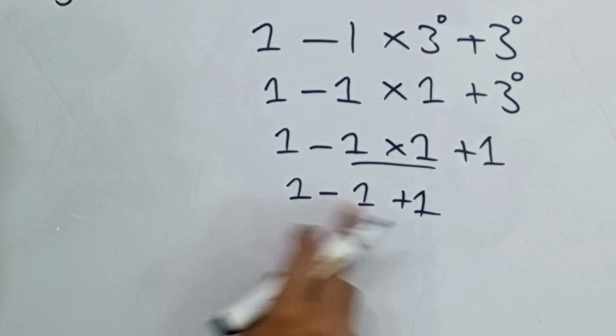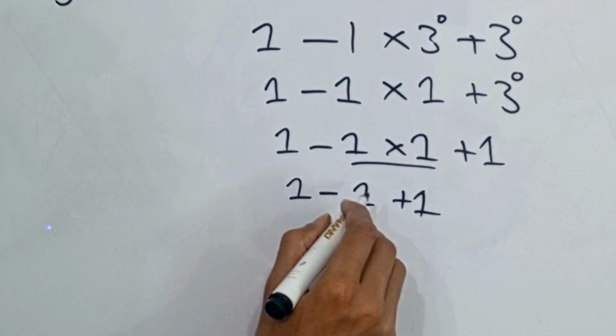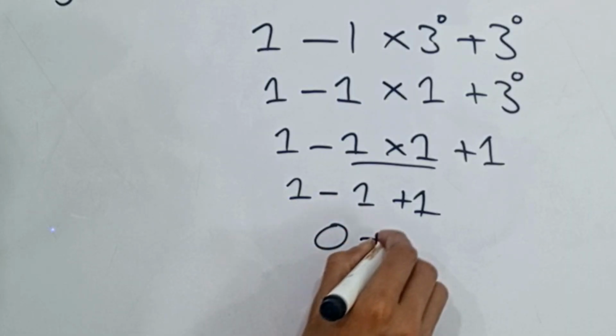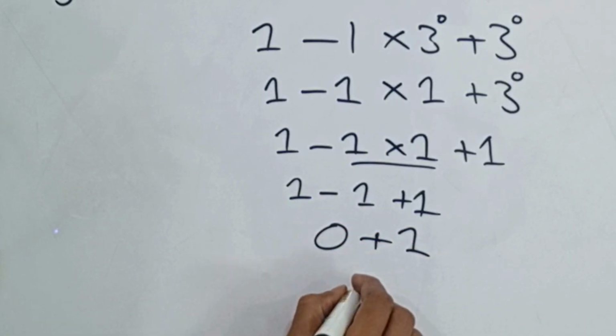Now subtraction and addition from left to right. So 1 minus 1 equals 0 plus 1, right? And 0 plus 1 equals 1.